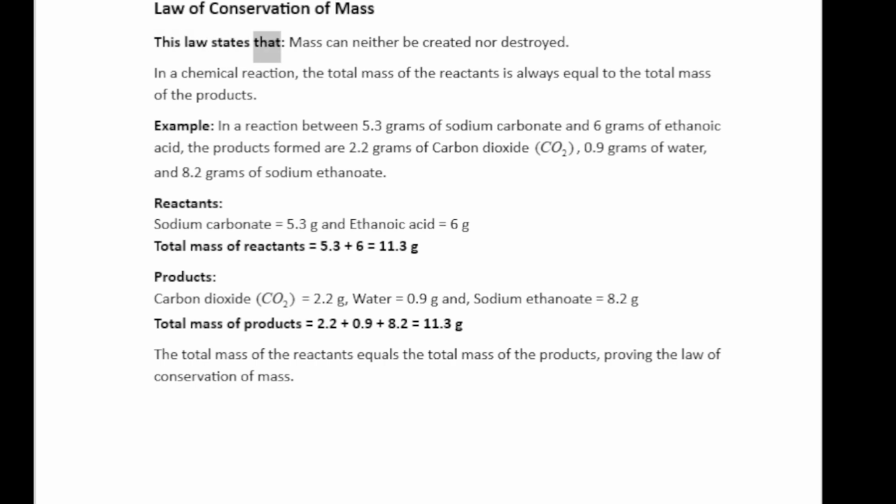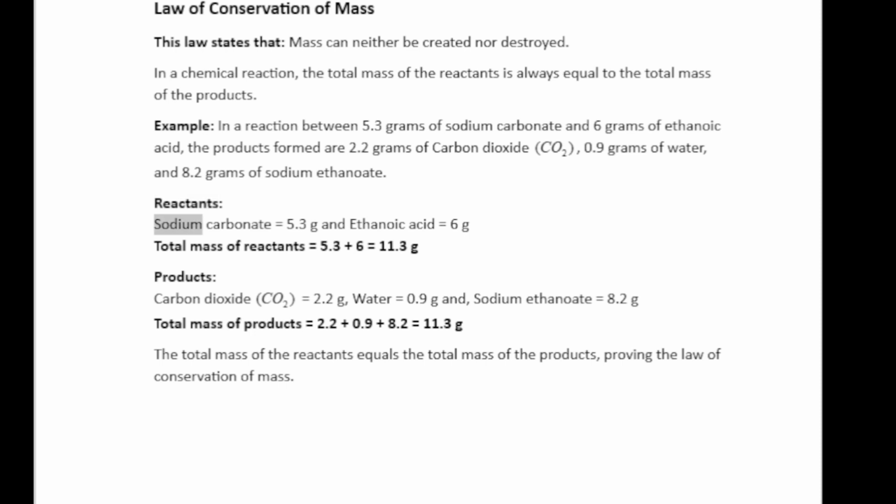This law states that mass can neither be created nor destroyed. In a chemical reaction, the total mass of the reactants is always equal to the total mass of the products. Example: in a reaction between 5.3 grams of sodium carbonate and 6 grams of ethanoic acid, the products formed are 2.2 grams of carbon dioxide, 0.9 grams of water, and 8.2 grams of sodium ethanoate.